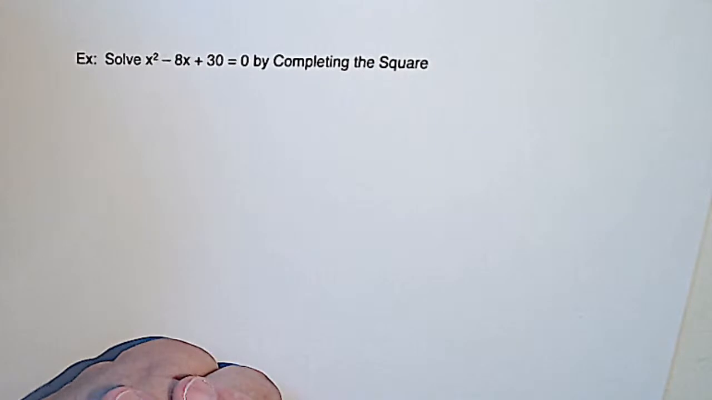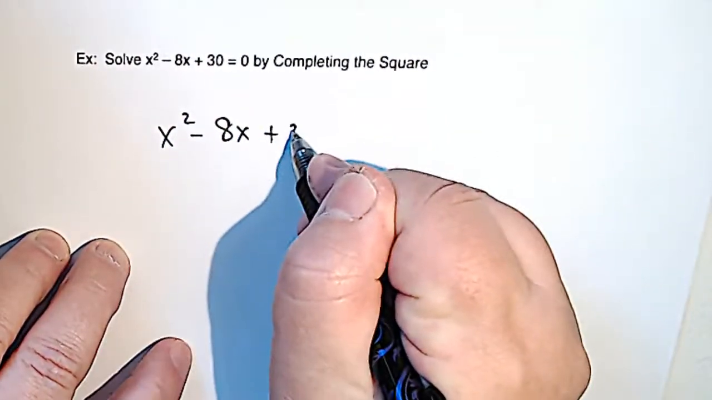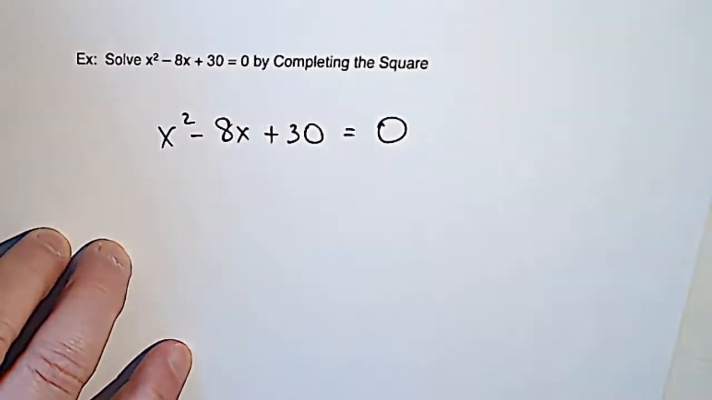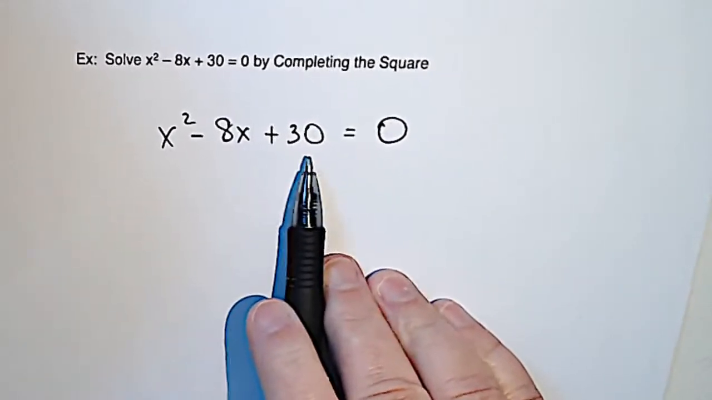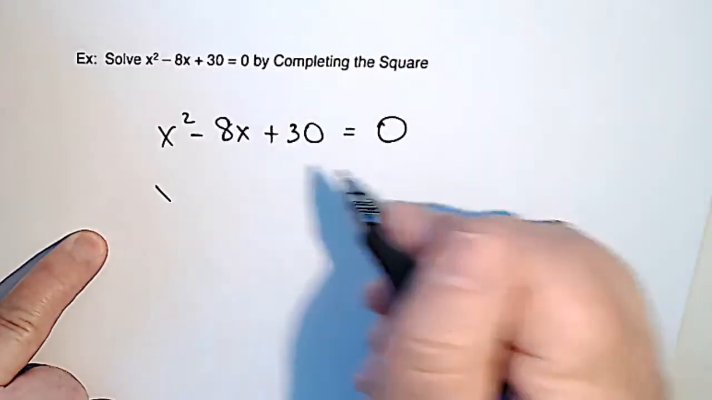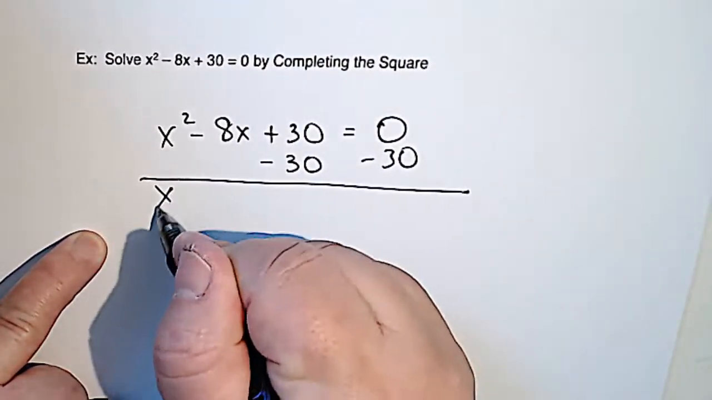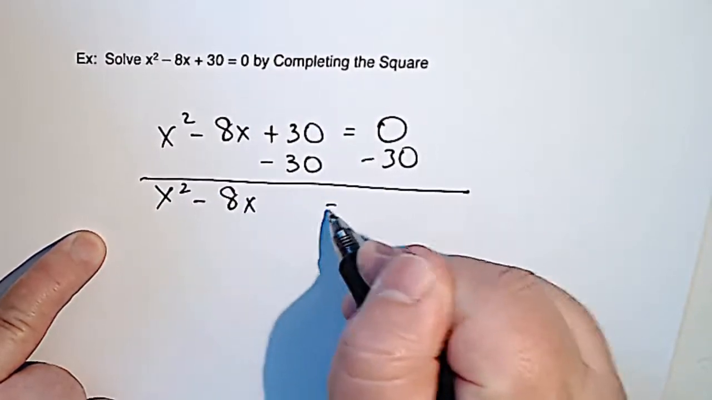Okay. Problem number 2. Let's complete the square here. So I've got x squared minus 8x plus 30 equals 0. Pretty much, if this number is not a perfect square, chuck it. Just chuck it. Oops, sorry. Minus 30. X squared minus 8x equals -30.